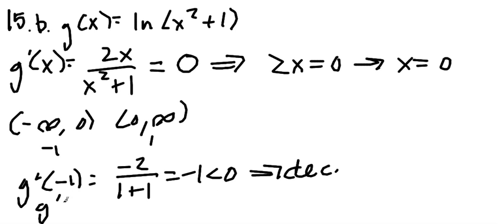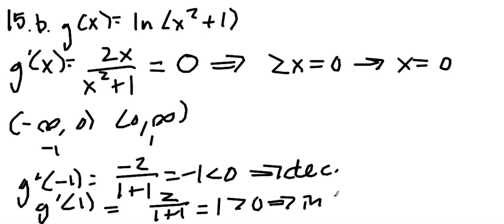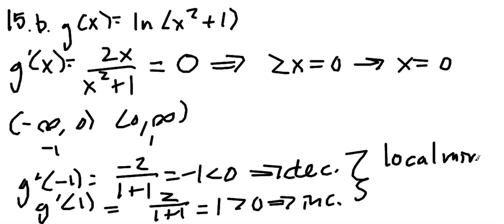Whereas g prime of 1 is equal to 2 over 1 plus 1, which is equal to 1, which is positive, so it's increasing on this interval. This also implies, from the first derivative test, that since the function is decreasing up until 0 and then it's increasing, or equivalently that the first derivative is negative until 0, then it's positive, we have a local minimum at 0. Fantastic.